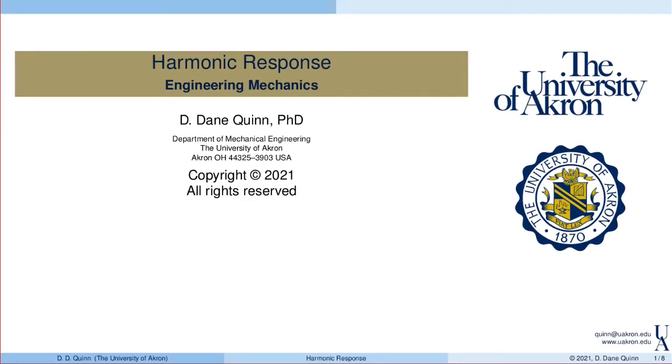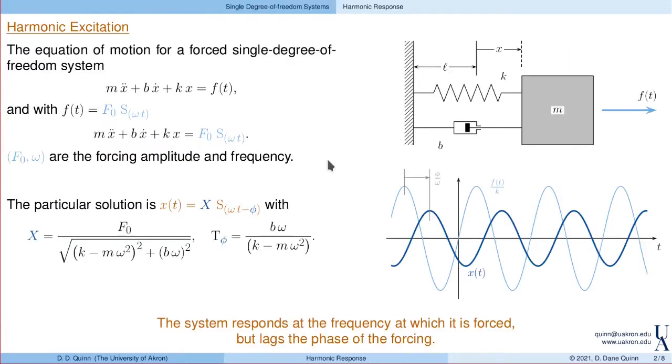Hi, this is Dane Quinn from the University of Akron, and today I'd like to give a video lecture that really focuses on the response of a single degree of freedom system to harmonic excitation. In a previous lecture, we went through this and derived the solution. In today's lecture, I'd like to spend some more time and really investigate how that solution varies as the different parameters of the system change.